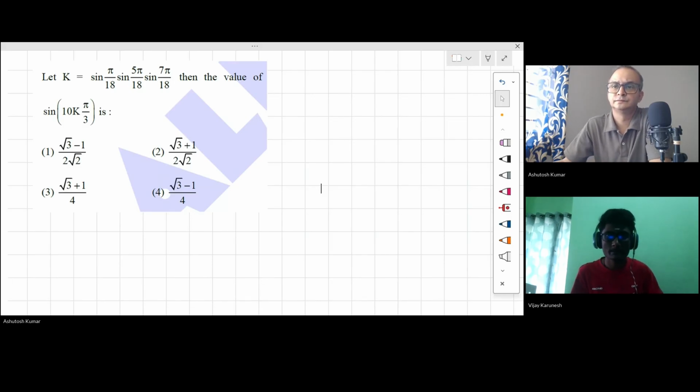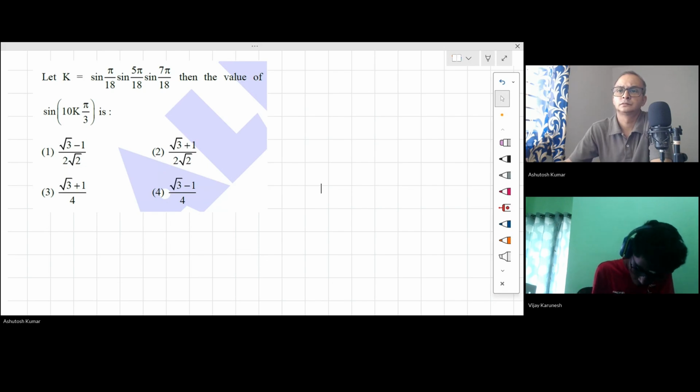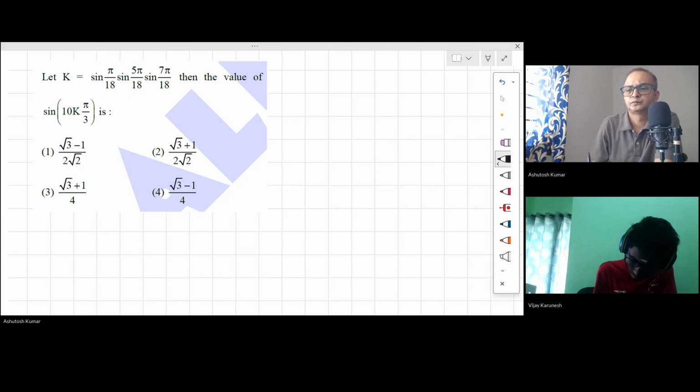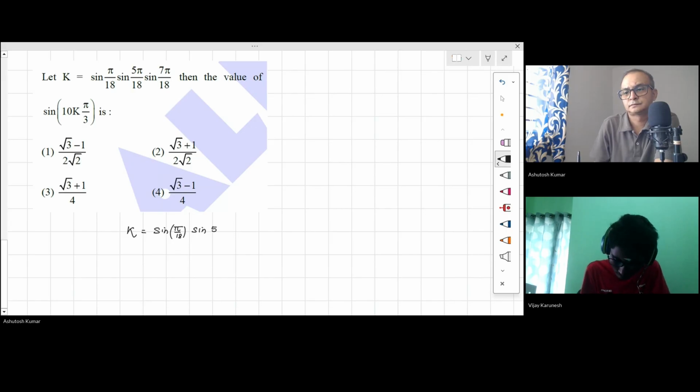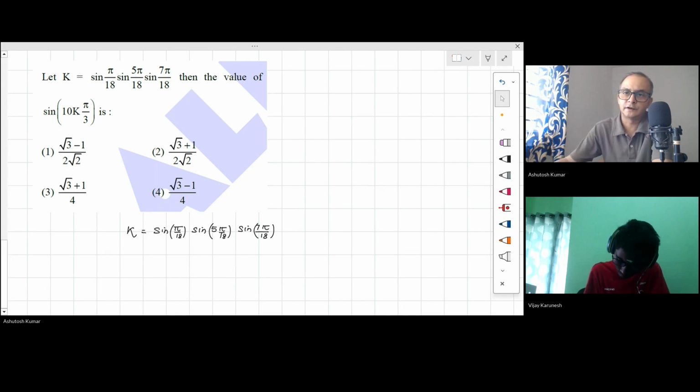Okay, let's do this one. We have k is equal to sine pi by 18, sine 5 pi by 18, sine 7 pi by 18. We have to evaluate sine of 10k pi by 18. So first we find out the value of k, and then we see.